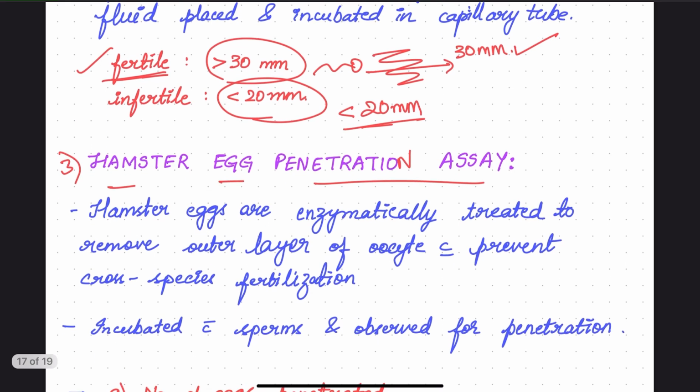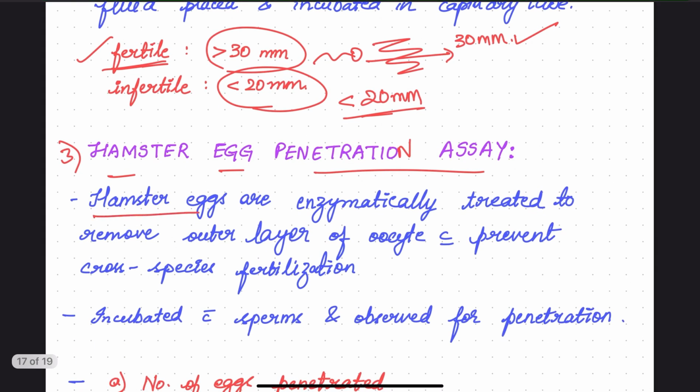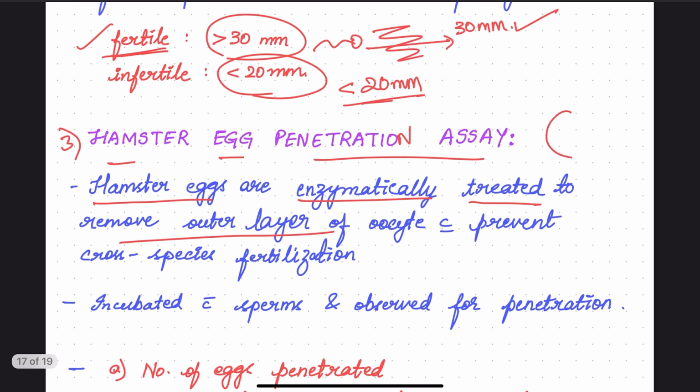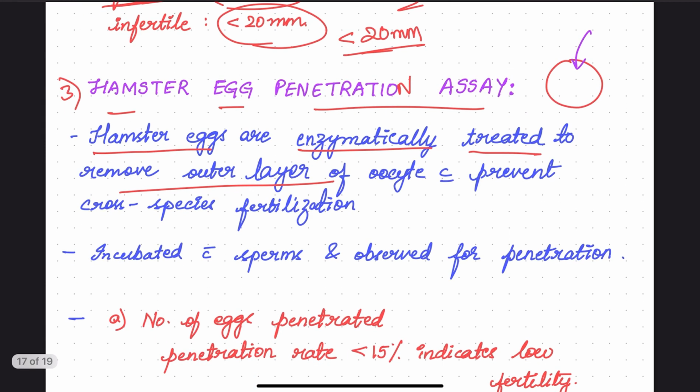In the hamster egg penetration test, the hamster eggs are enzymatically treated to remove the outer layer of the oocyte. This is the egg. It has an outer layer. This outer layer prevents cross-species fertilization. If you add a human sperm, it prevents the fertilization. To remove this function, it is treated enzymatically to remove the outer layer. Now, when you add human semen, it can be penetrated by the human sperm. So these eggs are incubated with sperms and observed for penetration.